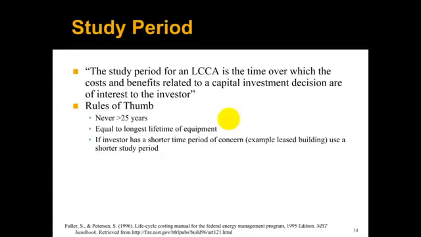Some rules of thumb to figure this out: the study period is never going to be greater than 25 years according to this life cycle costing manual. It's going to be equal to the longest life of your equipment, so the piece of equipment that has the longest life. And if an investor has a shorter time period of concern, a good example here is if you have a leased building and you're only leasing the building for 10 years, you would want to make your study period 10 years. Then you're going to make a shorter study period.